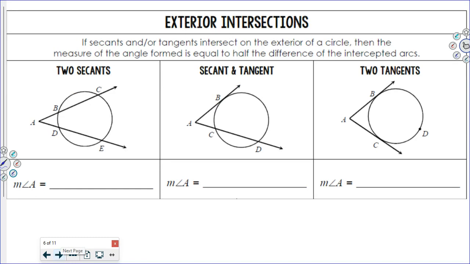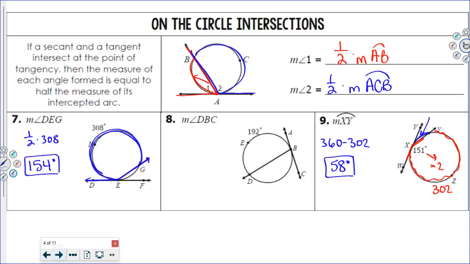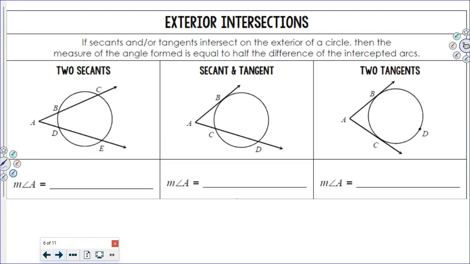Moving on to exterior. So before, if we go back to here, to do interior, we did arc plus arc divided by 2. So we added and divided by 2. If our vertex is on the outside, we're going to do a similar idea, but instead of being added, now that we're on the outside, our arcs are going to be subtracted. So again, we're going to subtract big arc and small arc. So the measure of angle A, the big arc is CE, the small arc is CD, and we divide by 2.